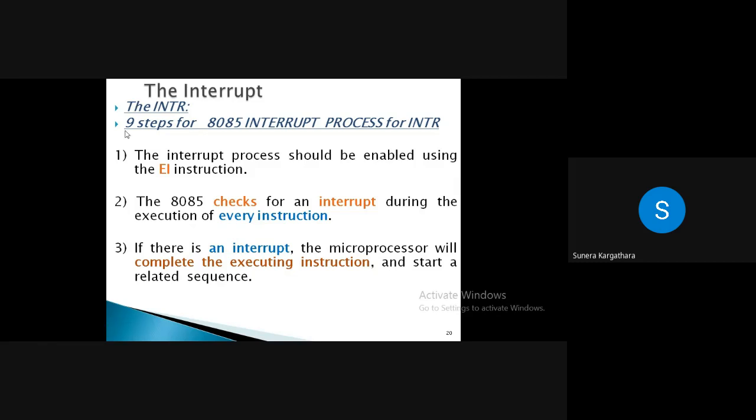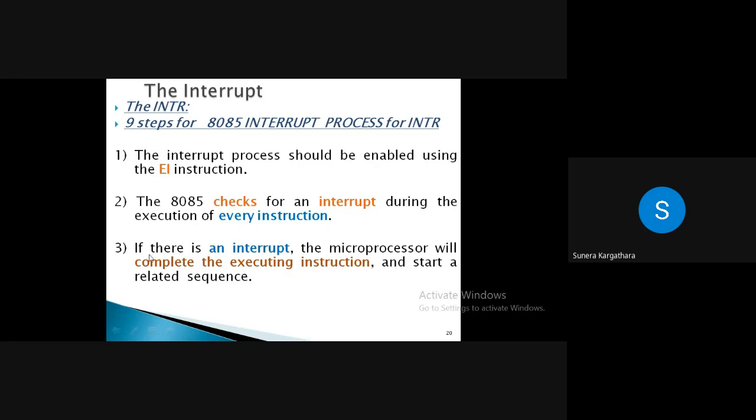Now the processor is performing a certain process, so how will it come to know that the interrupt enable flip-flop is 1? That information the programmer has to give through the EI instruction, Enable Interrupt. Okay? When that comes, the processor will understand that the interrupt enable flip-flop is 1 and there is an interrupt onto that loop.